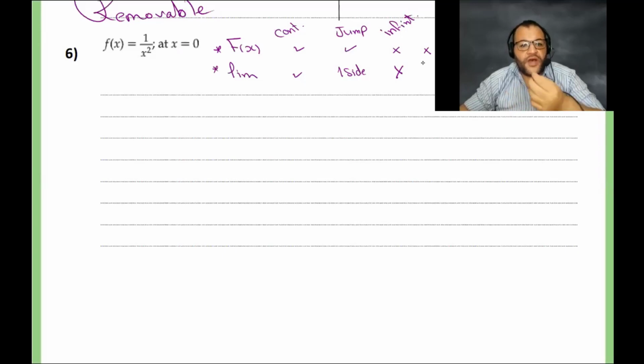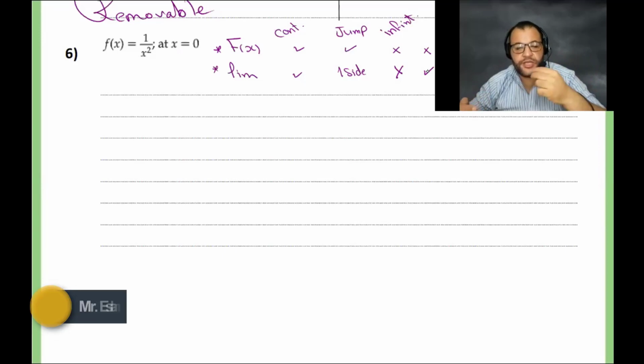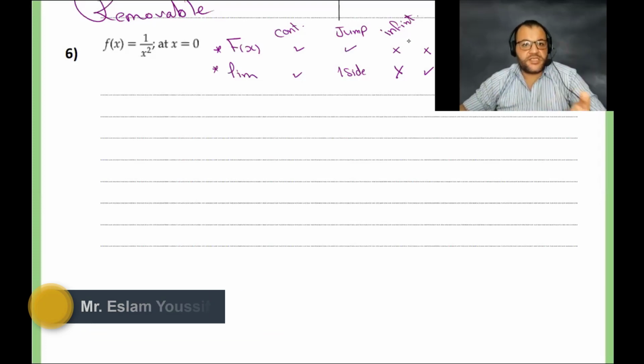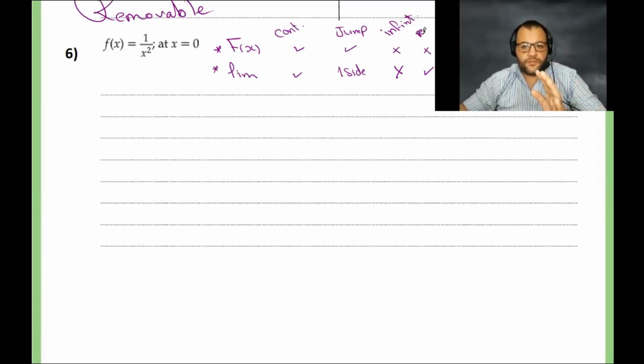What if there is no value of the function, but there is a limit? Both sides are going to the same number. What does it mean? Removable. You have to memorize this table. Without memorizing this table, you will not be able to solve. Okay? Without memorizing this table, you will not be able to solve. It's a removable discontinuity.